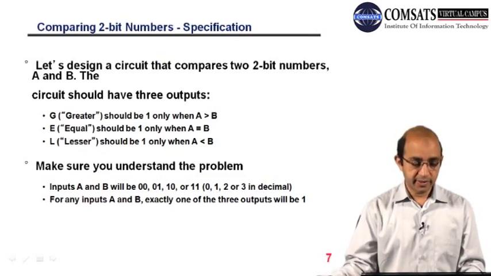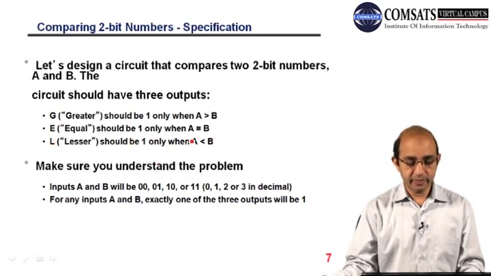And let's define some symbols. G for greater: if A is greater than B, then it is represented by G. And if both the binary numbers, having 2 bits each, are equal, then it is represented by E. And if A is lesser than B, then we mention this with L. As we know, each binary number has 2 bits.